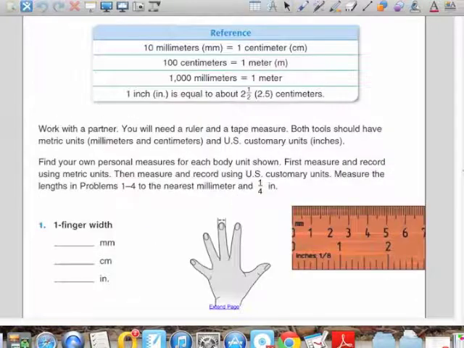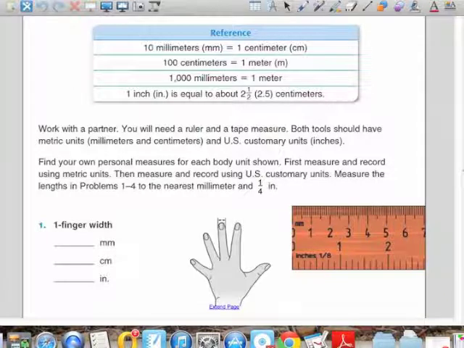Okay, you're back. Now you're going to work with a partner. You're going to need to use a ruler and a tape measure. Make sure both tools have metric units, which are your millimeters and centimeters, and US customary units, which are your inches. You're going to find your own personal measures for each body unit shown. This is how, according to the movie, people used to measure things because they didn't have rulers or measuring tapes. You're first going to measure and record using metric units, your millimeters and centimeters, and then measure and record using your US customary units, which are your inches.